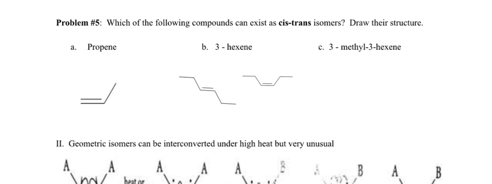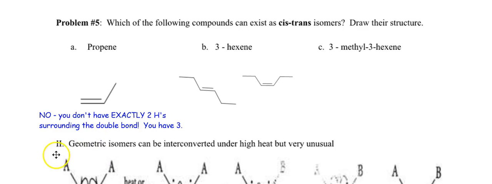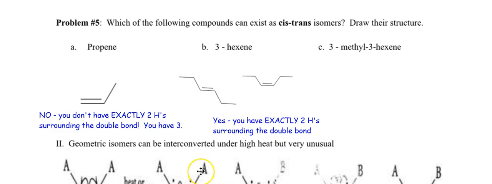All right, what did you say for number 1? Here is propene. Obviously, same thing. No, you don't worry about cis or trans. Why? You don't have exactly 2 hydrogens surrounding the double bond. You have 3: 1, 2, 3. Nope, propene doesn't need it. Obviously, my 2-hexenes work out, correct? You can see that you have exactly 2 hydrogens surrounding the double bond.